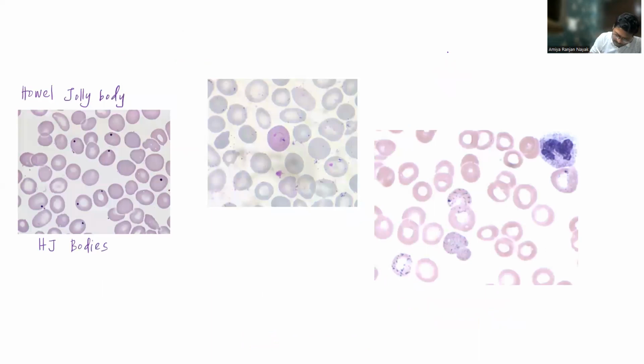So Howell-Jolly bodies are also found in post-splenectomy cases. Okay. The next one is Cabot ring.